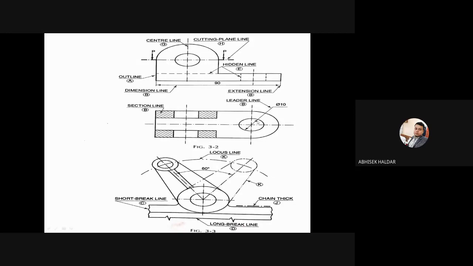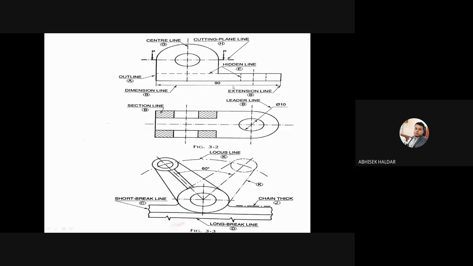But I'm not supposed to write this 10 millimeter dimension inside this object. Any dimension you have to give outside the object. So this line leads the dimension. That's why it is called leader line. These types of lines you have to be very clear regarding the use.